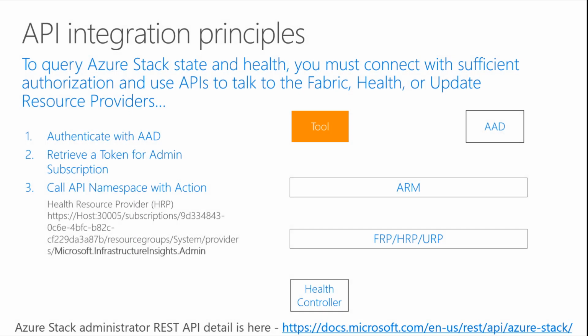So the principles are this, and this is the magic. As I mentioned, there's a CCO dashboard out there. If you're going to do this same sort of thing and make these custom Power BI dashboards, you have to authenticate with Azure Active Directory and get a token for the admin subscription. Then you call the API namespace with the correct action to get to this. All the details for the REST API are in the documentation at the bottom. It's the REST API for Azure Stack.